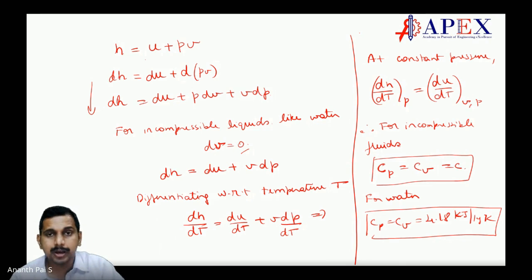It need not always be constant pressure, just like your pressure cooker. A pressure cooker is not constant pressure. There you cannot take this law. Cv may change, Cp may change.